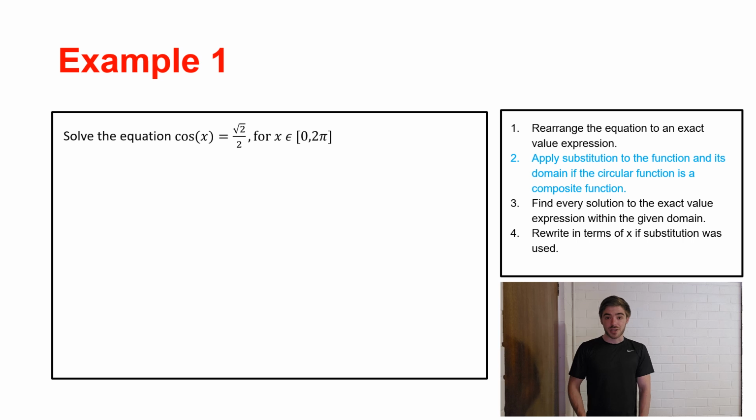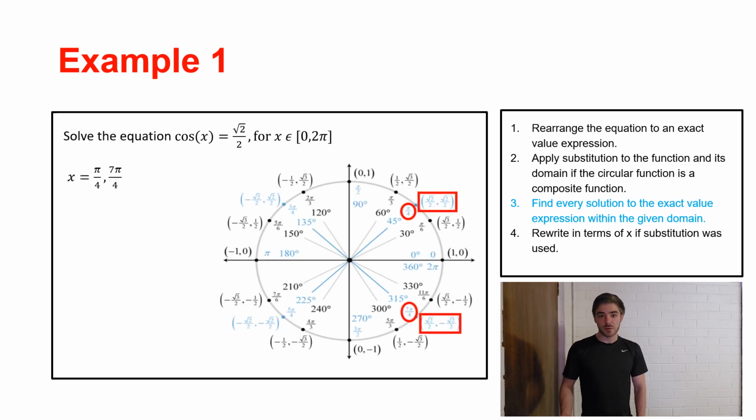Now we move on to actually finding the solutions, which just means pulling out the unit circle and then looking for every spot on the unit circle where cos is equal to root 2 on 2. In this case, the angles could have been either pi over 4 or 7 pi over 4. Our domain was 0 to 2 pi, and so that's where we stop. We've already figured out everything within one revolution, 0 to 2 pi, of that unit circle.